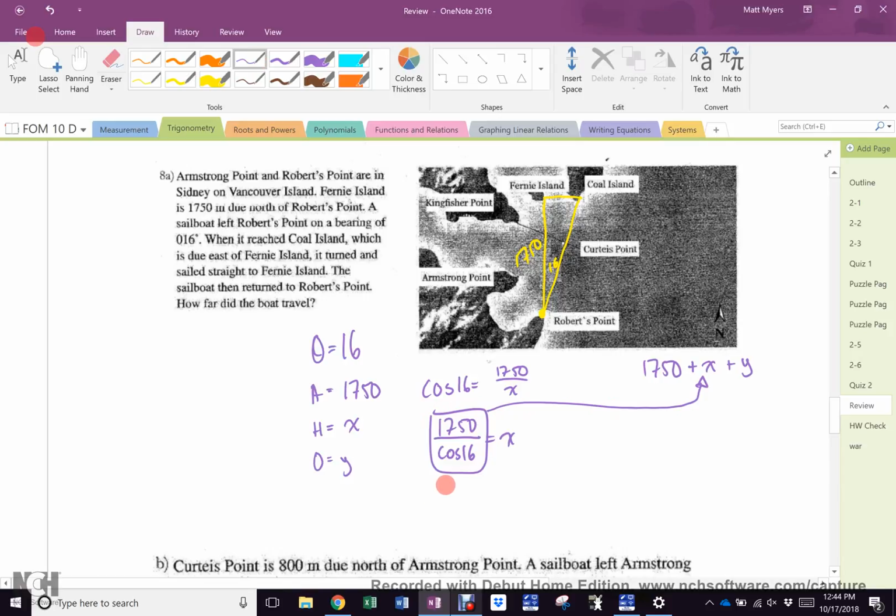And you also know sine, not sine, you idiot. I am doing opposite. Pythagoras now. You could do Pythagoras. I am choosing not to because this is a trig unit, so I am wanting as much trig practice as possible. You could do tan of 16 equals opposite y over adjacent, 1,750. So 1,750 tan 16 will equal y, and that number could go there.